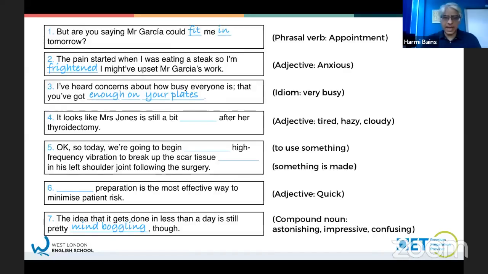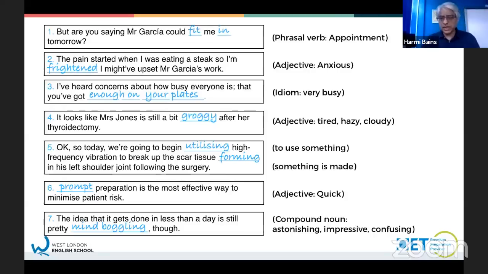Number 4, another adjective, we had this one as well. The patient had her operation and she was still a bit groggy. Number 5, to use something. This was with a treatment, high frequency vibration. This was a tricky one: utilize. The verb is utilize, to begin utilizing in this sentence. Something is made, scar tissue was forming. So to make something, to form something. So actually you've got 2 verbs. You can say utilize and form with question number 5. With number 6, the word quick, prompt. Prompt preparation, quick preparation. And we've got number 7 there, it's already come up, mind-boggling.